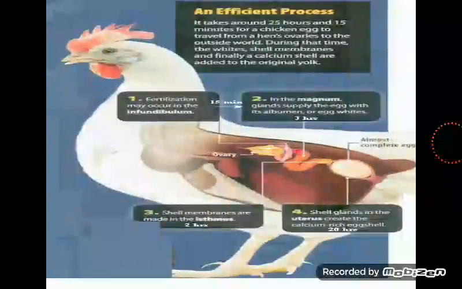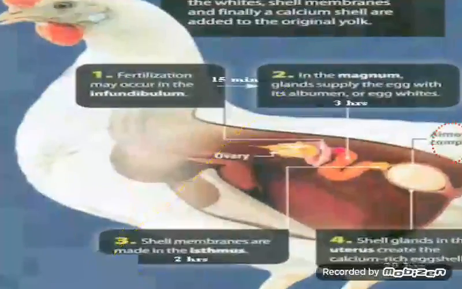Yes, this one I want to talk about the process of egg formation within birds, and I'm using chicken here. However, this applies to virtually every bird that lays egg. In fact, to some reptiles too. Now you could see here that we have number one, fertilization may occur in the infundibulum. I will show you a diagram on that.